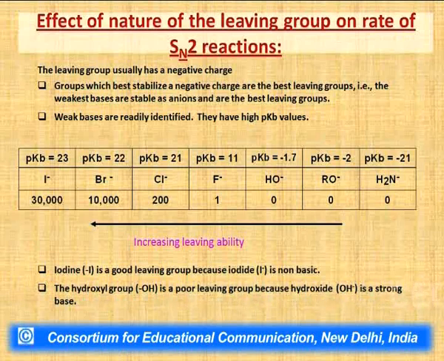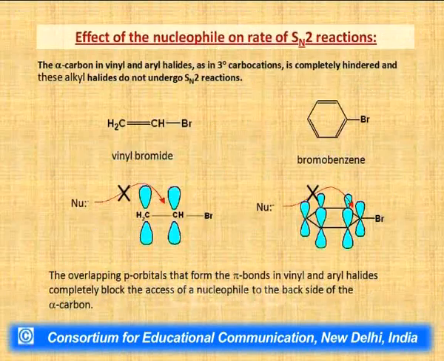Weak bases are readily identified on the basis of pKb values. In the table you can see that iodide has the highest value of pKb, hence it is the best leaving group and is non-basic. The hydroxyl group is a poor leaving group because hydroxide ion is a strong base. Effect of the substrate on rate of SN2 reactions.